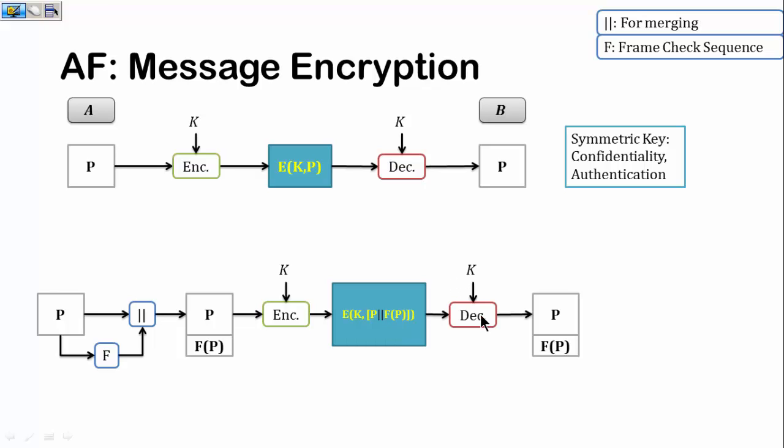The first operation you perform at the receiver's end, that is at B, is decryption using the same shared secret key K, and once this is performed you will be getting a sequence of P and F(P), that is the code. The second thing you need to do is to verify the message, and for that you will pass the plain text through the same frame check sequence function, thereby generating the code for that plain text, and then you compare the code that you have generated and the code that you have received, to see whether they match or not. If they are matching, that means not a single bit has been modified in the message.